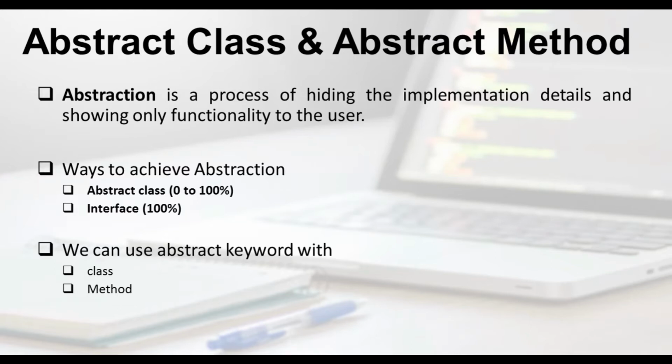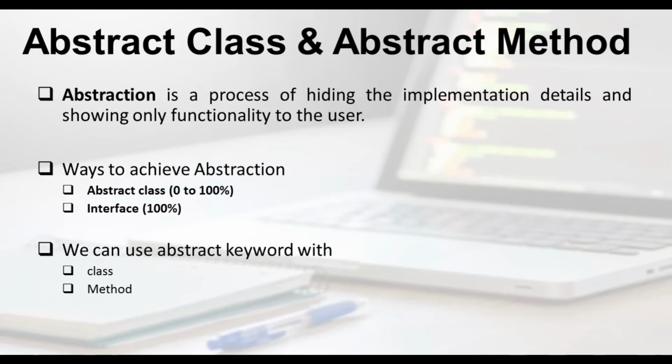First of all, what is abstraction? Abstraction is the process of hiding the implementation details and showing only functionality to the users. And abstraction can be achieved in Java using two ways. The first one is the abstract class and the second one is the interface.